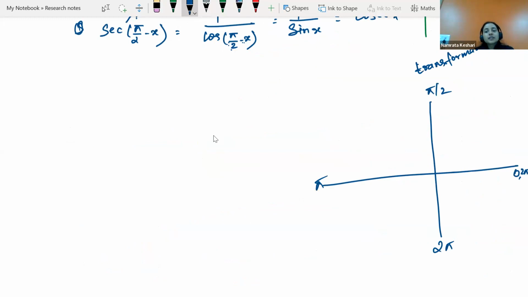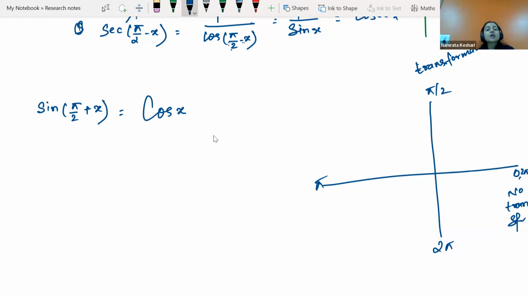And here, no transformation. The function will not get changed. Okay, no transformation. That's what I'm trying to write. Similarly, if we have sine of pi by 2 plus x, we can see pi by 2, which means the function will get changed to cos.